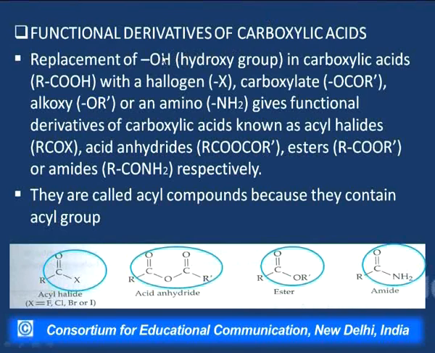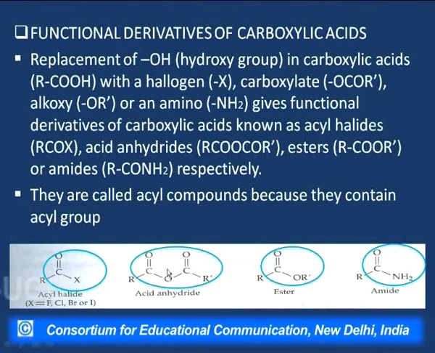Now we go on to the functional derivatives of carboxylic acids. The carboxylic group in itself is very interesting. Most of the carboxylic acids are found in nature, and their derivatives are also found in nature, which have very important biological roles. The groups that can be derived from acids are obtained by nucleophilic substitution of the hydroxyl group of the carboxylic group by different functional groups. These functional groups can be a halogen, right? Then it is named as alkanoyl halide.